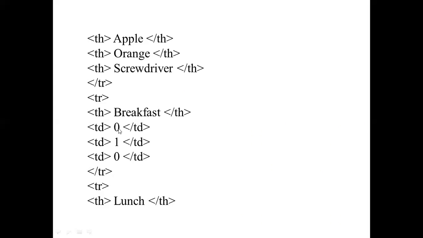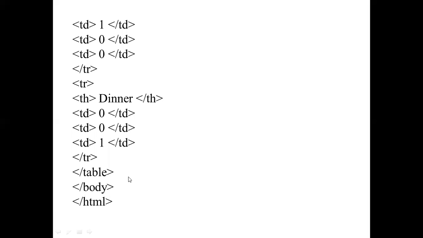Okay. Next value 0, 1, 0. Okay. In the next row we have lunch 1, 0, 0. Okay. In the next row we have dinner 0, 0, 1. Okay. So finally we end the table, and we end the body, and we end the HTML root element.